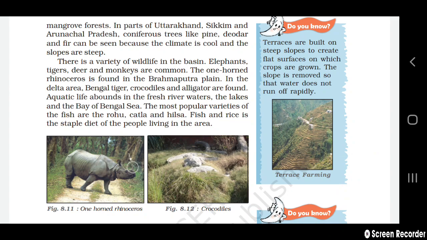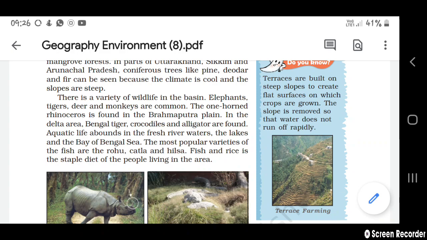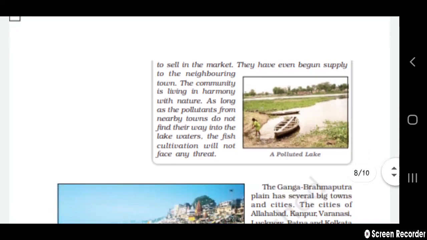The most popular varieties of fish are rohu, katla and hilsa. Fish and rice is the staple diet for the people who are living in these places. They eat fish and some rice items.